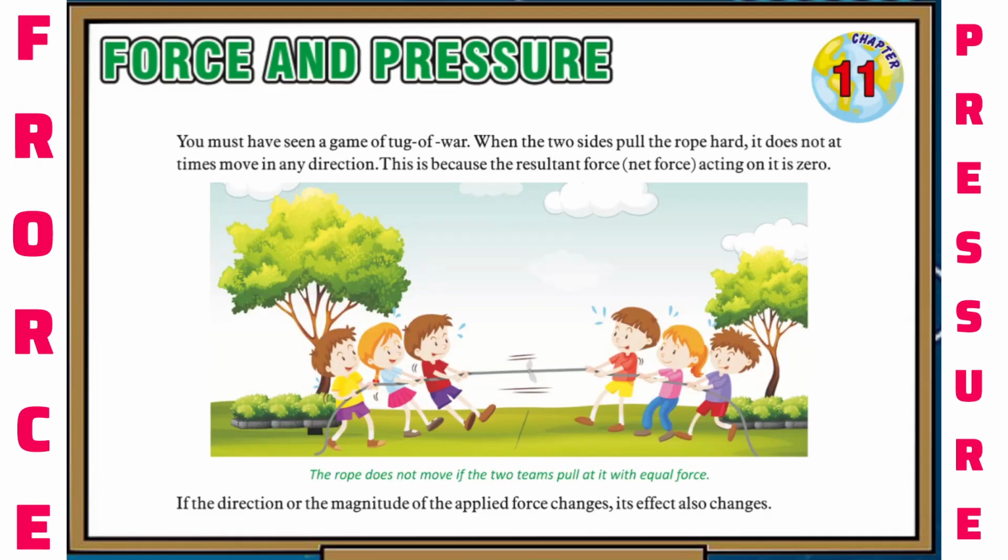So, you must have seen a game of tug of war when the two sides pull the rope hard. It does not at times move in any direction. This is because the resultant force, the net force acting on it, is zero. So here you can see the picture in which the rope does not move if the two teams pull at it with equal force. If the direction or the magnitude of the applied force changes, its effect also changes.